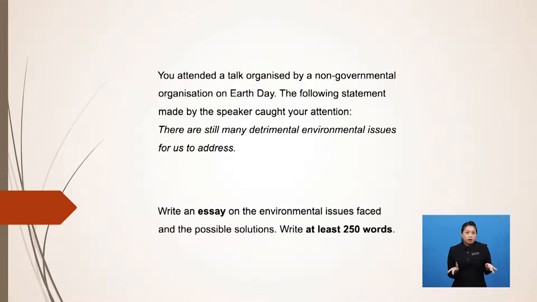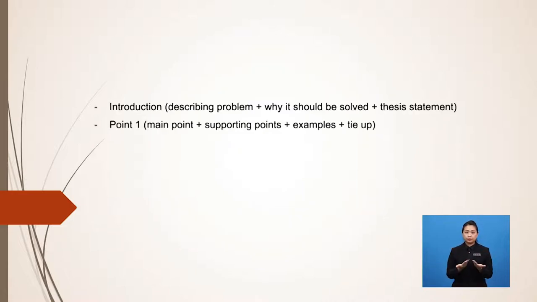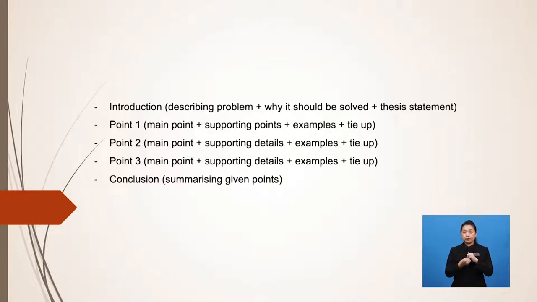How do we go about writing it? Well, we can follow the guidelines here. Introduction, describing problem, plus why it should be solved, plus thesis statement. Point one, main point, plus supporting points, plus examples, and then tie up. Point two, main point, plus supporting details, plus examples, and tie up. Point three, main points, plus supporting details, examples, tie up. Finally, conclusion, summarize the points given.